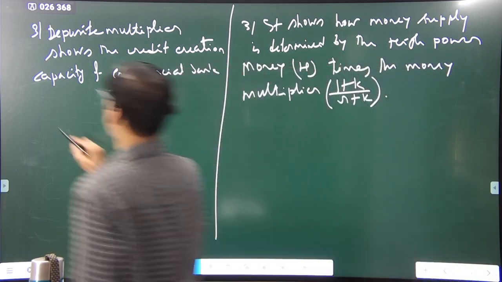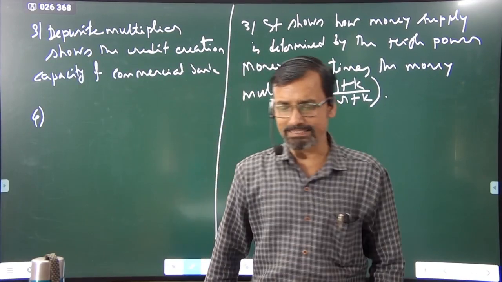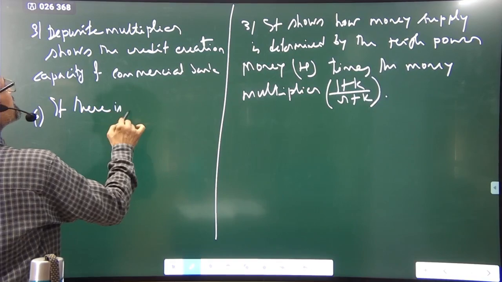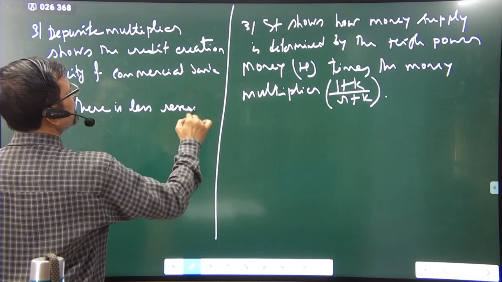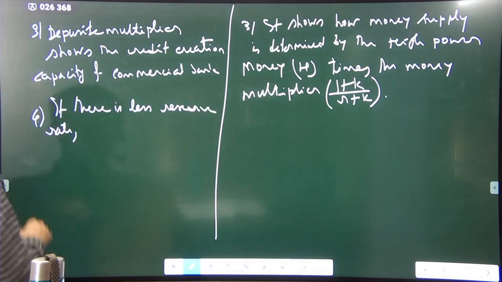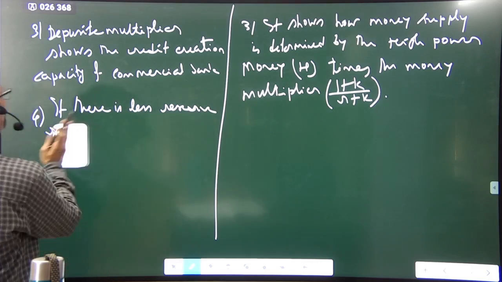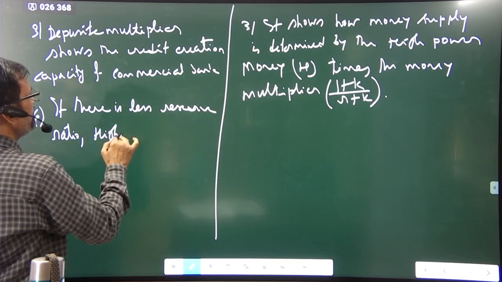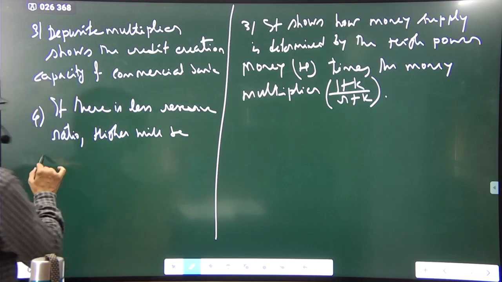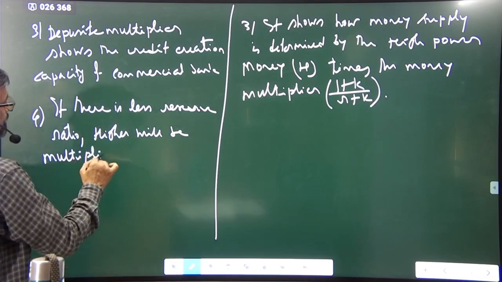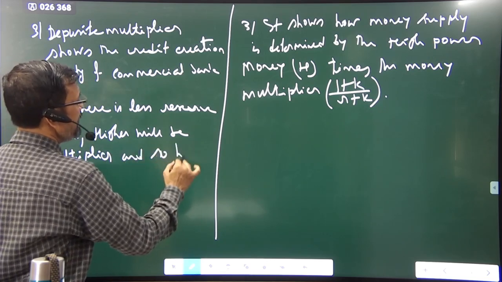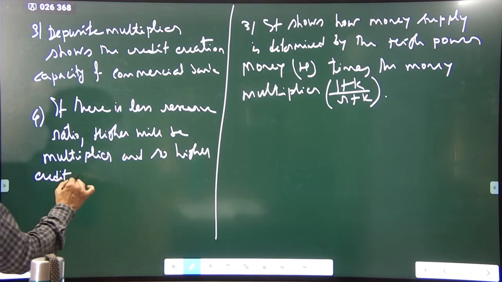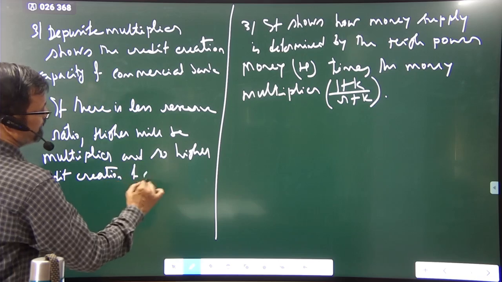Now, number 4, a very important point: if there is a less reserve rate or reserve ratio, the multiplier will be higher, and so the credit creation of commercial banks will be higher.